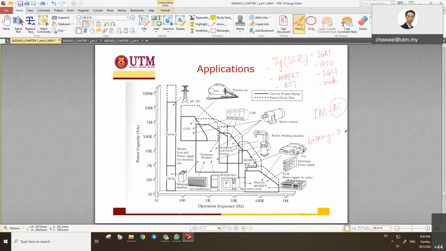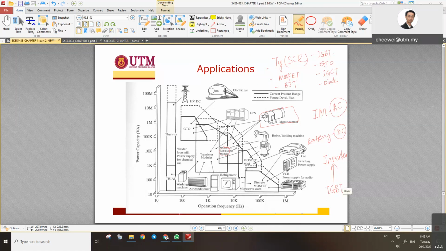Battery is DC. So from DC, I need to change it to AC. I would need to use an inverter or rectifier. Inverter. So what is the component that we use in an inverter? Oh, you see the application here? Motor control. Who is that? IGBT. Okay. In an inverter, the component that we use mostly is IGBT.